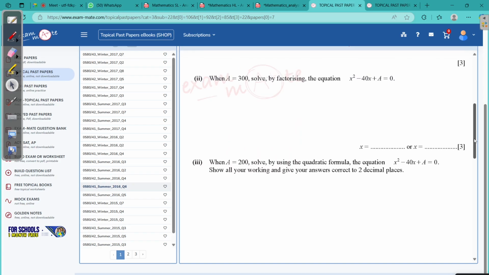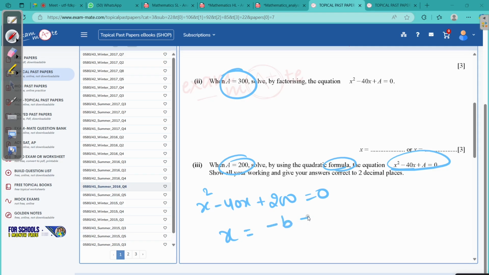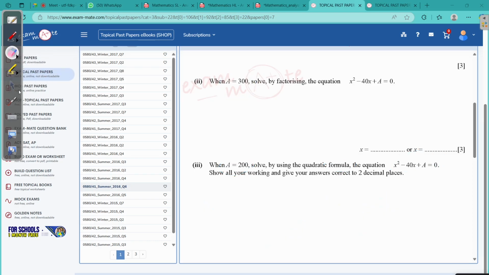When a is equal to 200, initially before this you have solved for a is equal to 300. The question is saying now a is equal to 200. Solve by using the quadratic formula. So you have x equals minus b plus or minus the square root of b squared minus 4ac, all upon 2a, and then you split it into the minus and plus values. Obviously, I could just fill out the equation and do it.